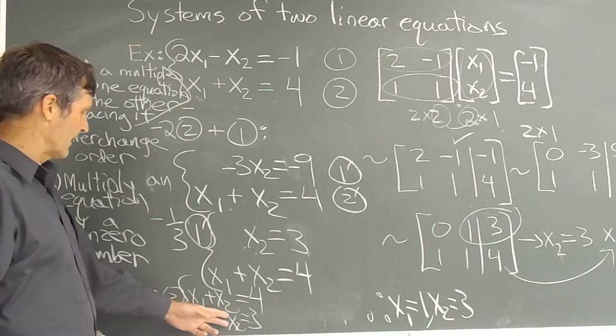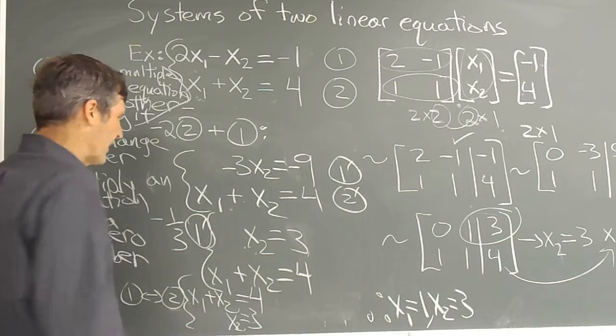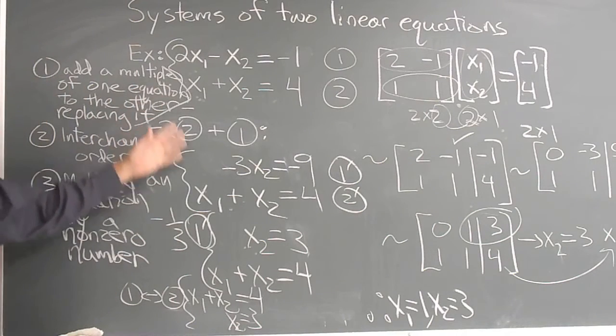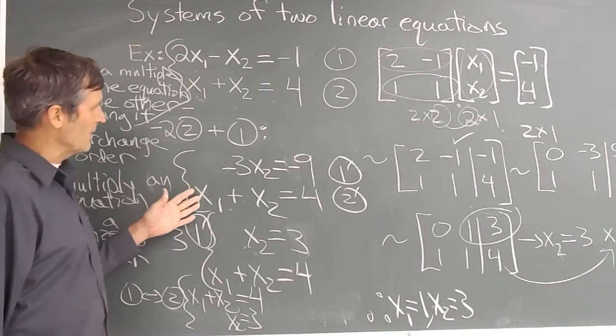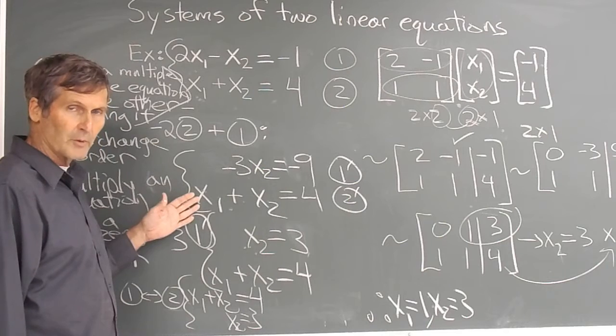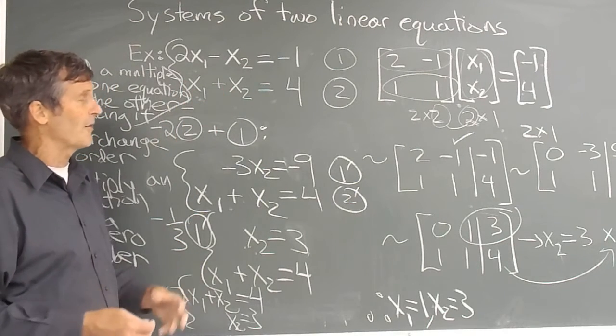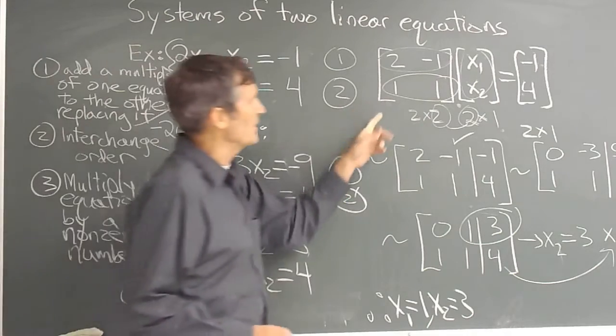Now, then I can put this one up in here and I find that x1 equals 1 and x2 equals 3. So there's a nice easy way to solve these. Turns out that it's even more efficient to put these in matrix form. You won't see a lot of difference for 2 equations and 2 unknowns, but if you start getting 5 equations and 5 unknowns, this notation is much easier.